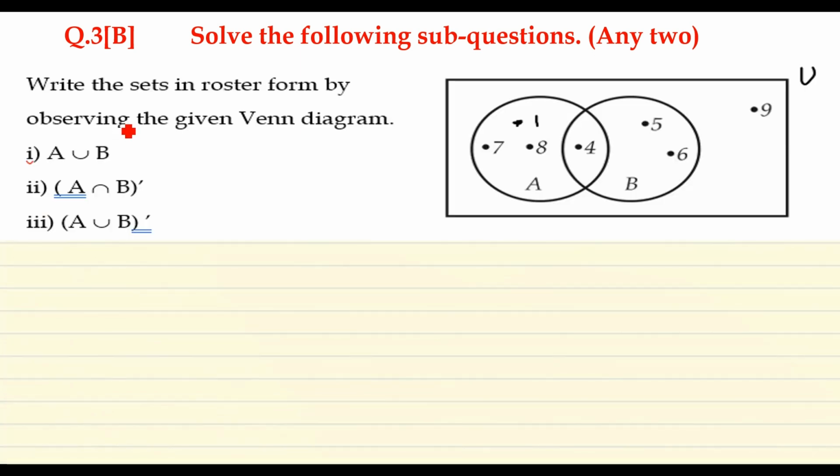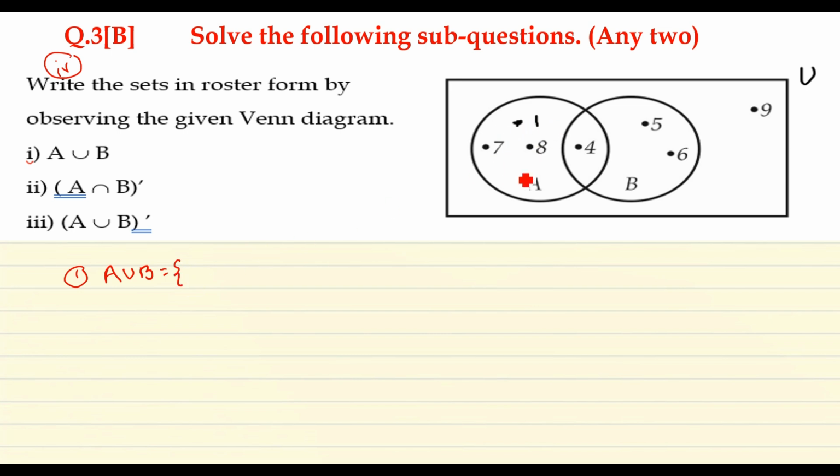Now the question number 4 of question 3b is, you are given the Venn diagram, and using this Venn diagram you have to answer the following questions. So the first question asked is, what is A union B?